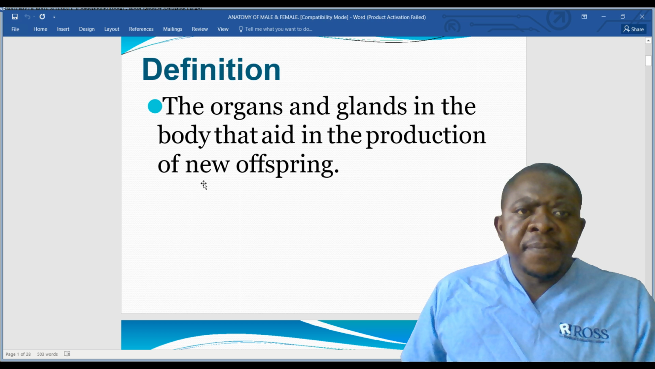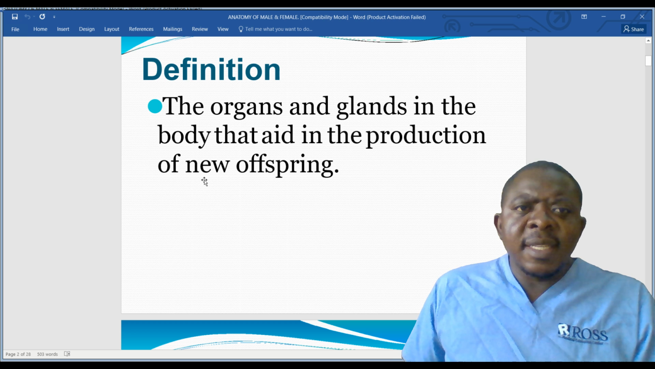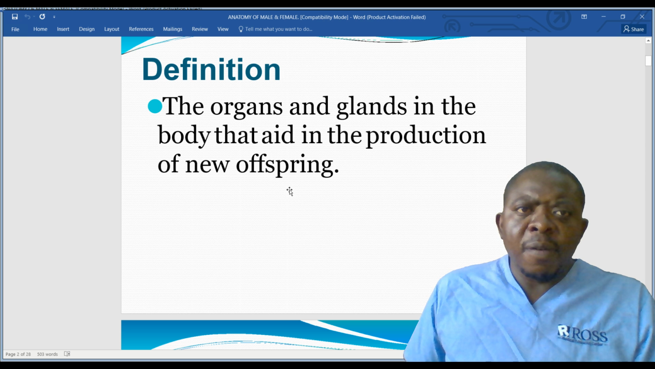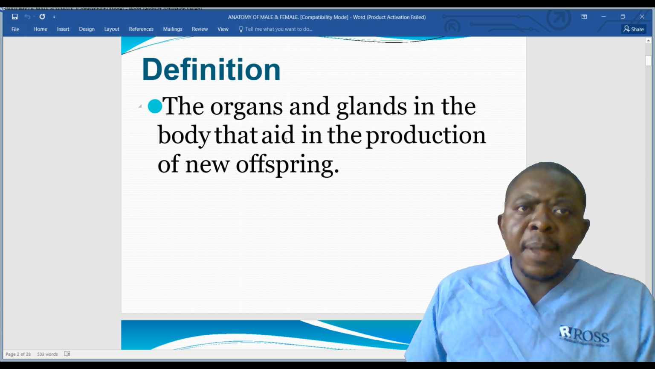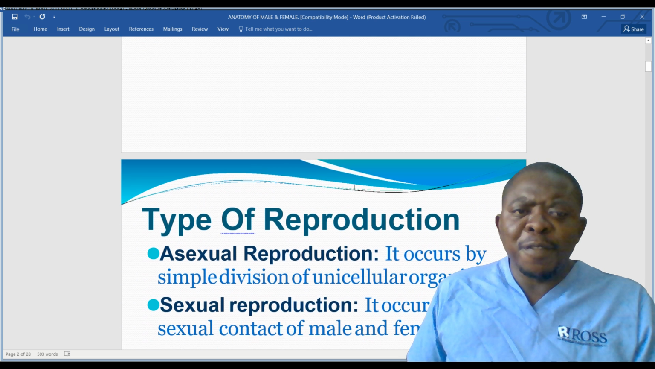Definition: the organs and the glands in the body that aid in the production of new offspring. So, these are the organs of the reproductive system, which is male and female. So the organs there are organs and glands in the body that aid in the production of new offspring.